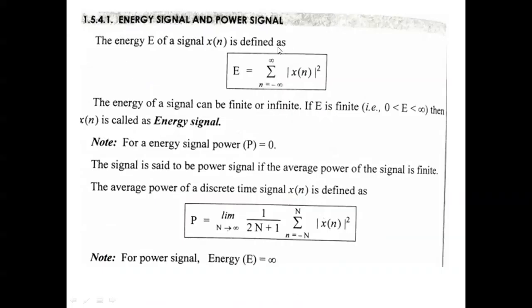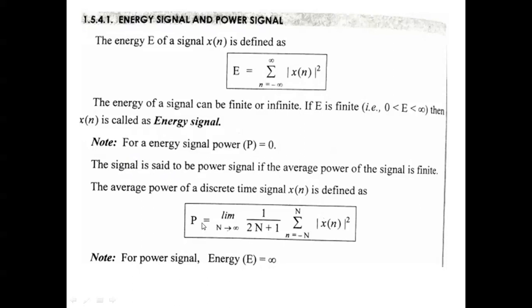So energy signal and power signal. This is an energy signal. The equation for the energy signal is the summation over n from minus infinity to infinity of x of n whole square, and then this is the power P.